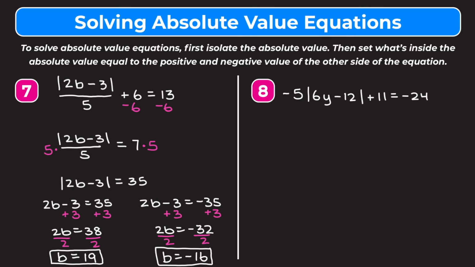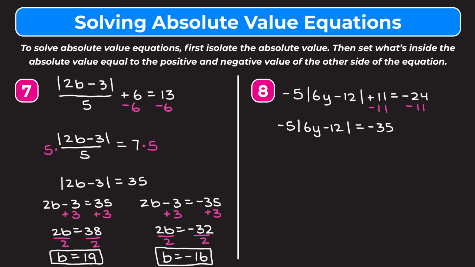So for our final example, we have negative 5 times the absolute value of 6y minus 12 plus 11 equals negative 24. So we need to isolate this absolute value. So we're going to start by getting rid of this plus 11 by subtracting 11 from both sides. On the left side, we're going to be left with negative 5 times the absolute value of 6y minus 12. And the plus 11 and the negative 11 go to 0. So those go away. And on the right side, negative 24 minus 11 is going to give us a negative 35.